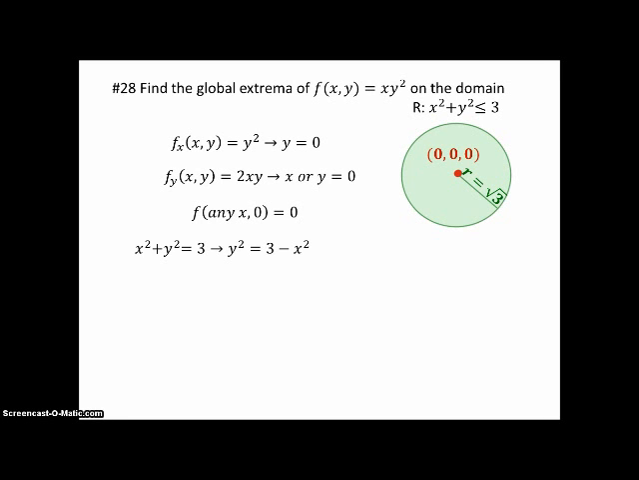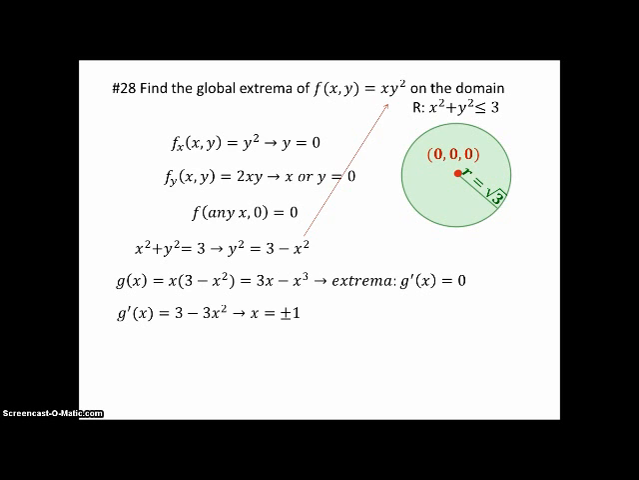The edge of that region is x² + y² = 3, or y² = 3 − x². And we're going to plug that back into the original, and that'll give us g(x), a single variable function in x, that we can find the extrema of. So we've got x times (3 − x²), which simplifies to 3x − x³, and it will have its extreme values when g'(x) = 0. So we've changed this into an easier problem.